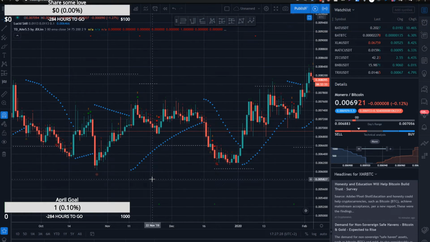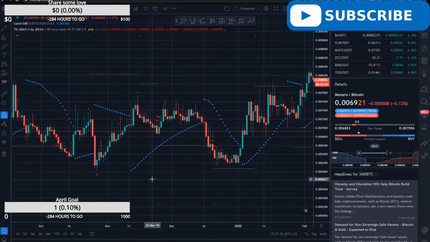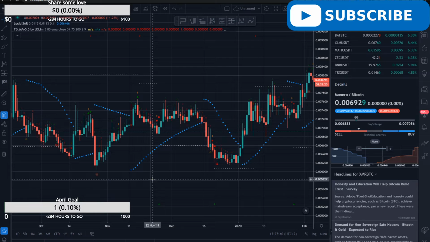In the next video I will use the SAR to time your entries, and we'll probably use some kind of confirmation to see whether you want to enter or not, based on the TD sequential. And that's how I use the TD sequential.